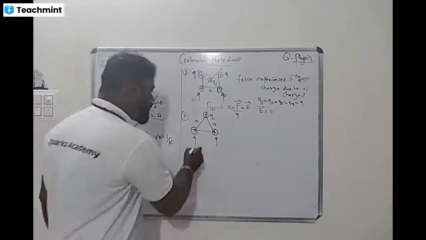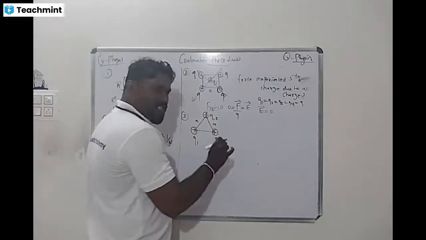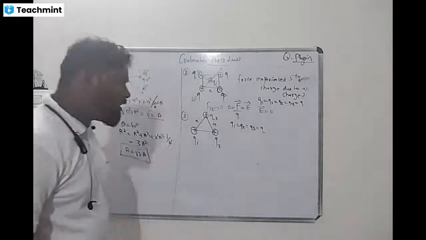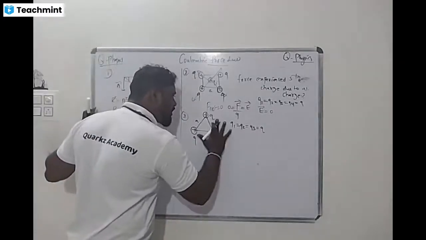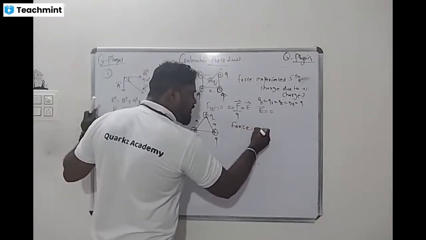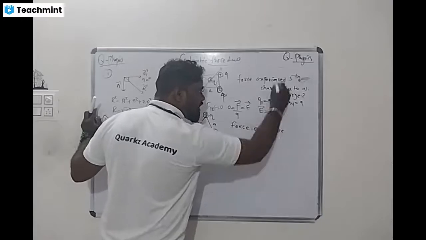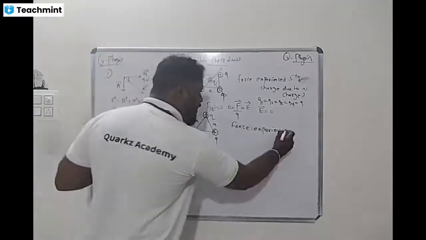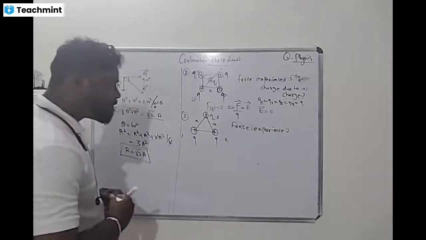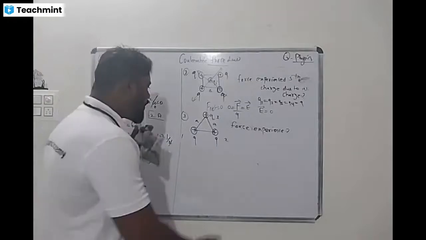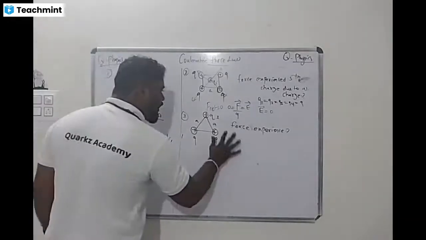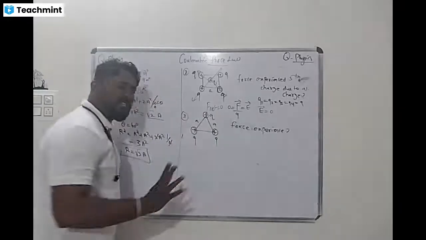Understand this one: Q1, Q2, then Q3. All the charges are the same, all the charges are equal. Calculate the force experienced by any one of the charges due to the other two. Same question. Which charge can we take? Q1. Okay, I'll take Q1. So we need to calculate the force produced on this charge by the other two charges.